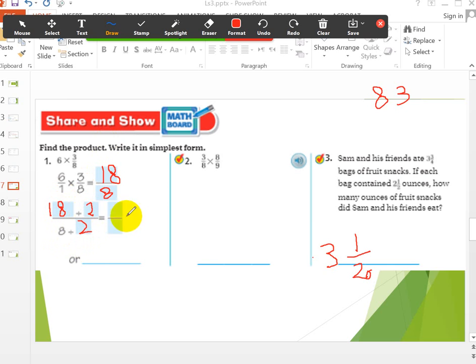18 divided by 2 equals what? 18 divided by 2, excellent Lamar, equals 9. 8 divided by 2 equals 4. So look, 9 over 4. The numerator is greater than the denominator, so I have to write it as a mixed number. How many 4s in 9?